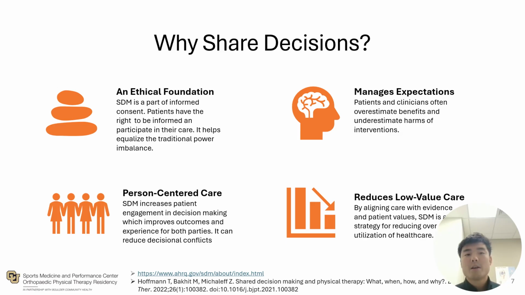When we provide physical therapy interventions, we need to take into account the person that sits in front of us and what they believe will help them, as well as give our own inputs and what we believe will help them, and then try to marry those two together. In doing so, it reduces low value care when we can align our evidence with their values. They're again more likely to adhere to a treatment program and be consistent with it.